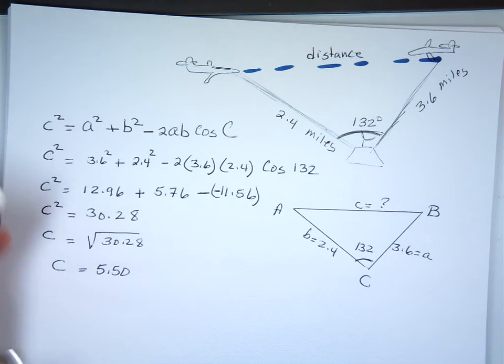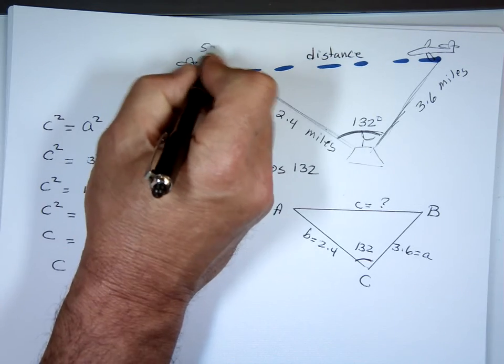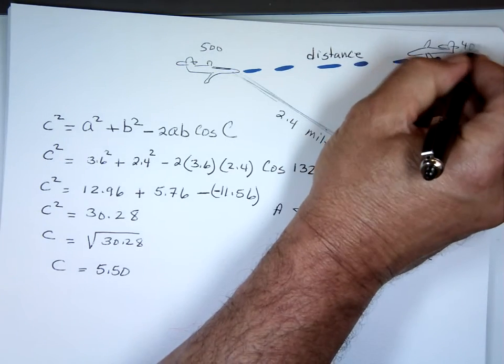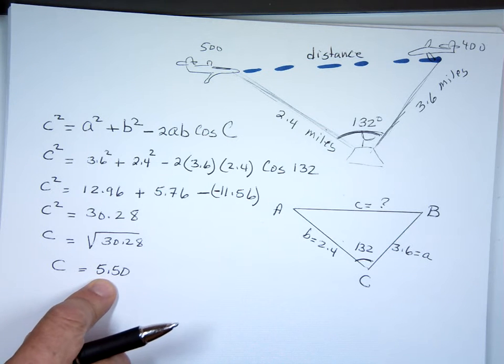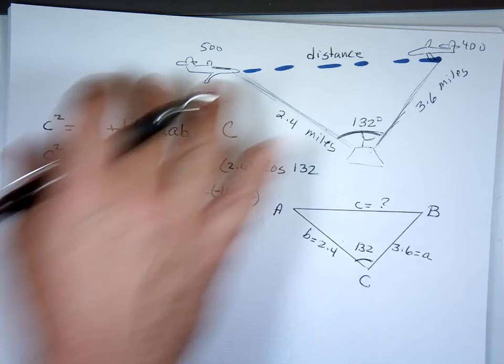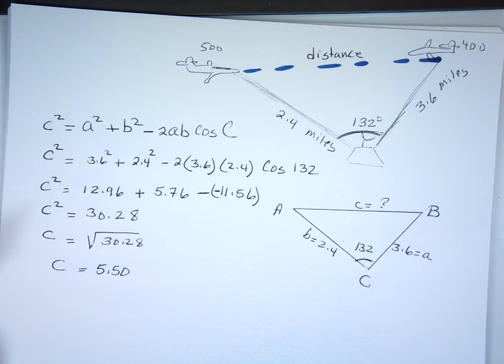Because if this is going 500 miles per hour, and this is going 400 miles per hour, you move at a speed of 900 miles per hour. 900 divided by 60, that's how many miles every minute? You cover 15 miles every minute. If you're only 5.5 miles away, that's a third of 15. That's 20 seconds. The pilots have 20 seconds to spot each other. If they don't see each other, they could be colliding. You better see them and get out of the way.